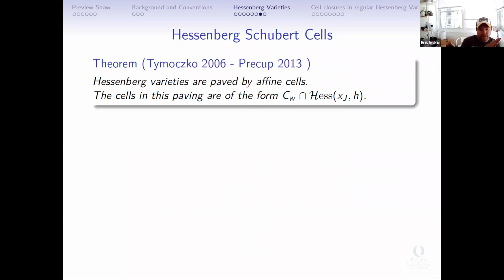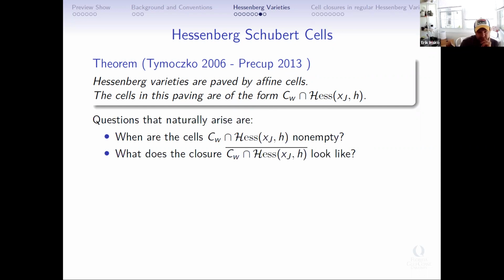Okay, so the preliminary result, or the main result that we're going to use, was due in type A to Tymoczko, and in 2013 Precup proved this in all Lie types. The Hessenberg varieties are paved by affine cells, and if you play the game correctly, you can think of those cells as just being Schubert cells intersected with your Hessenberg variety. And so by play the game correctly, I just mean you have to pick the right Schubert cell decomposition in relation to your operator X, or what we're calling X of J here.